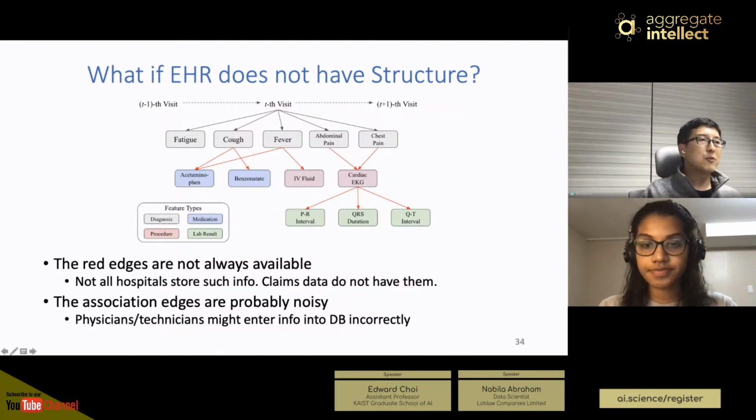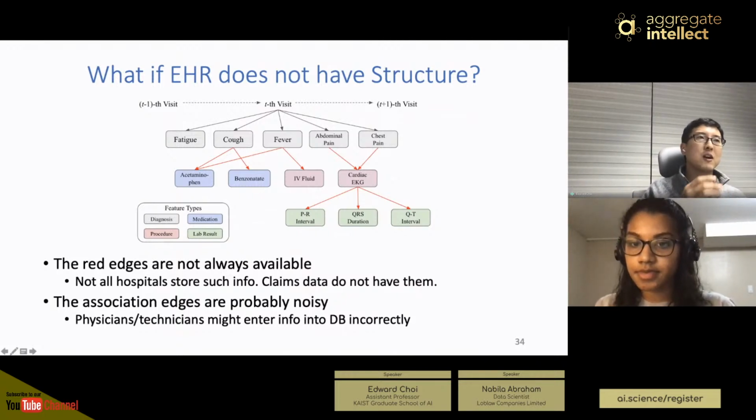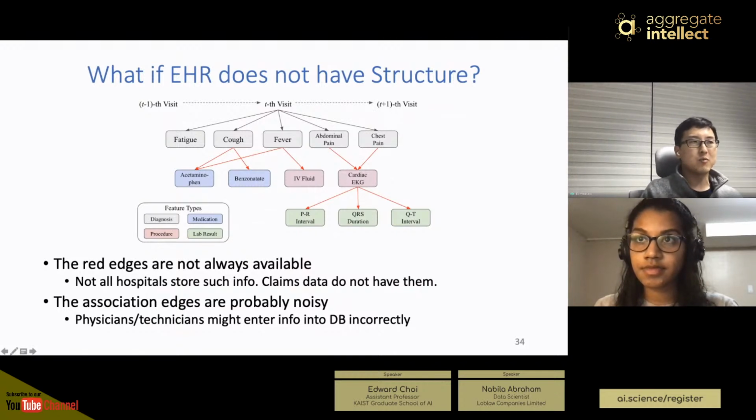But the problem is that red edges are not always available. As I said, MIMIC-III and eICU are the open source EHR datasets, probably the only ones out there, and both of them don't have the red arrows in the dataset. Some hospitals just don't store these red arrows in their relational database. In addition, virtually none of the claims data have this red arrow. So mine is not a very generalizable model. It can't be used for all EHR data sets. So that was the problem.